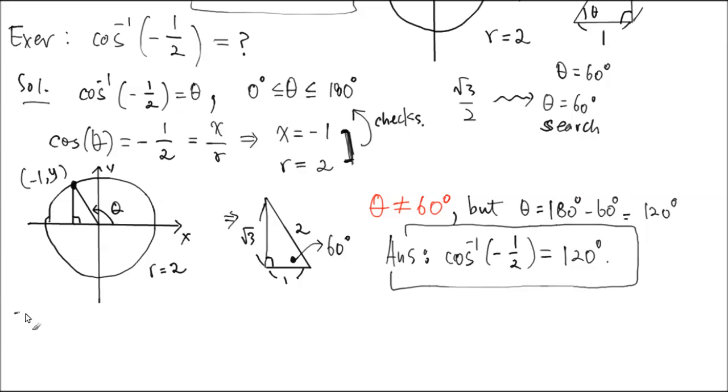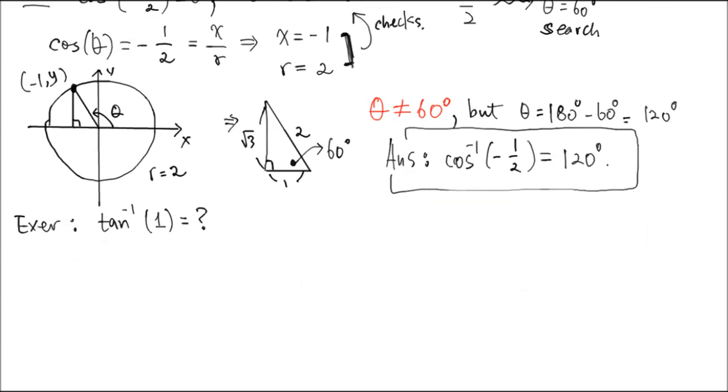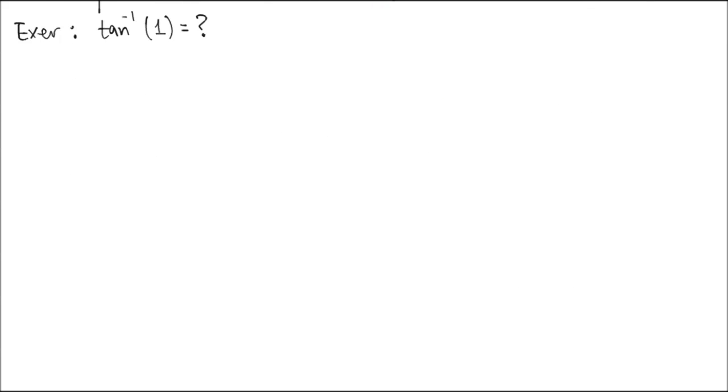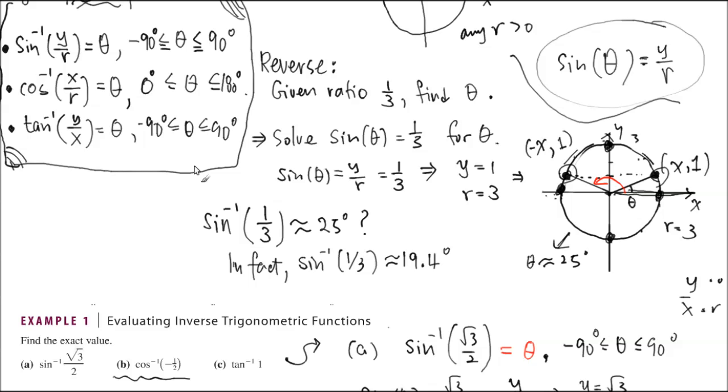Exercise: computing tangent inverse of 1. Right? I don't want you to just go through all the special triangles and figure it out. I want you to do this with the circle. You have to use the circle method. I think it's a good exercise set to make you go back to the circle once again. Earlier, remember I said that tangent is not defined at 90 degrees, so you can't allow theta to be 90 degrees. So this one is a special shape.